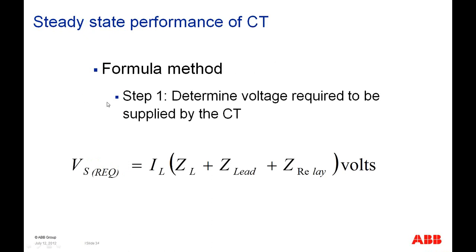And one way to do this is using a formula method. Step 1 is determine the voltage required to be supplied by the CT. This is the voltage required to drive your instrument that you have in the secondary. The secondary voltage is equal to IL, the secondary current in the current transformer, times the secondary impedance load, which is ZL, plus the lead impedance plus the relay impedance. Add those three together, multiply times IL, and that will give you the amount of voltage you're getting across the secondary of the voltage transformer.